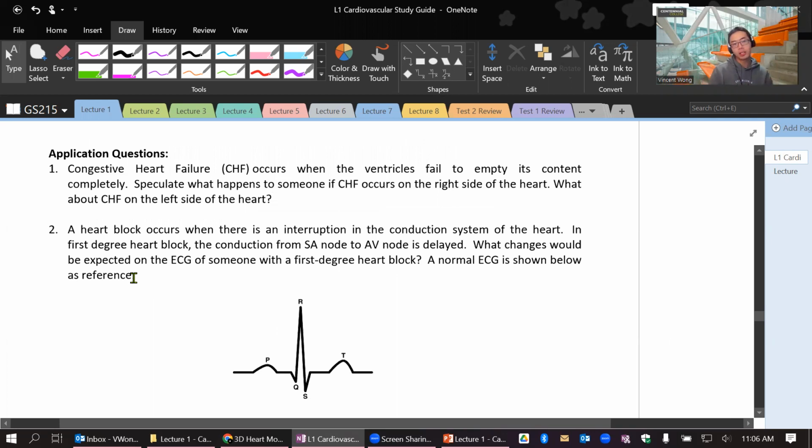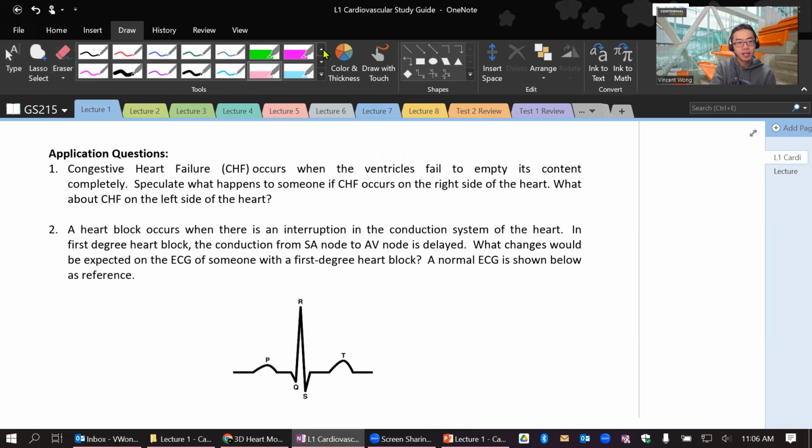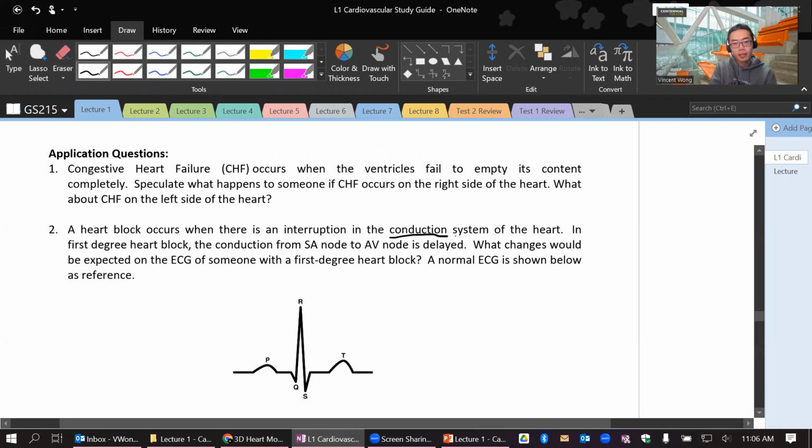A heart block occurs when there is an interruption in the conduction system of the heart. The conduction system, as you might remember, is the SA node going to the AV node and then going to the Purkinje fibers. In first degree heart block, the conduction from SA node to AV node is delayed.